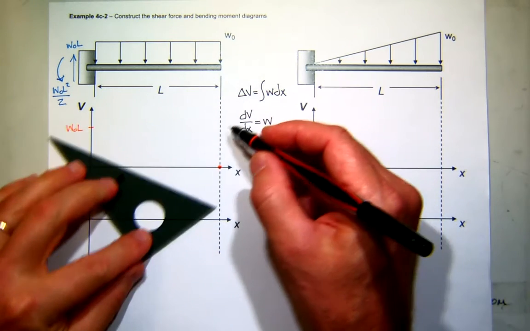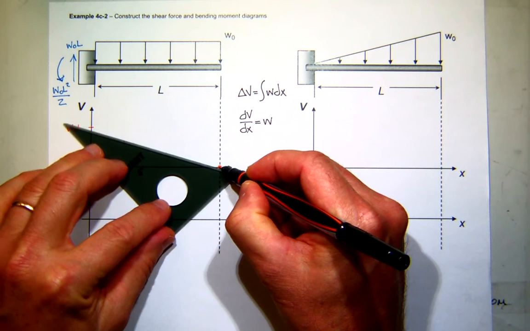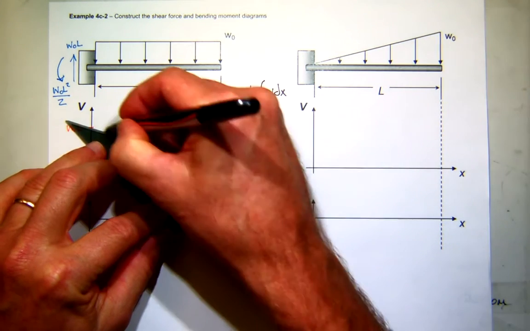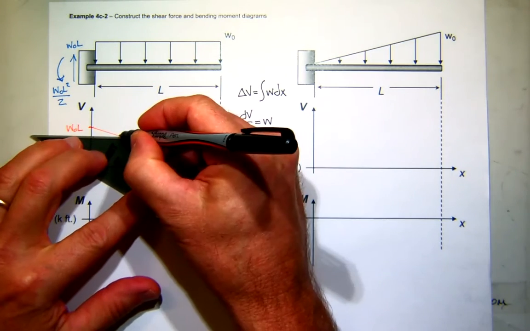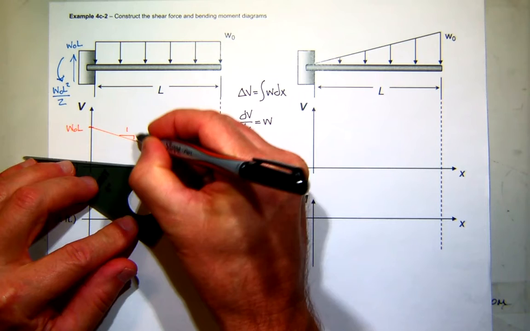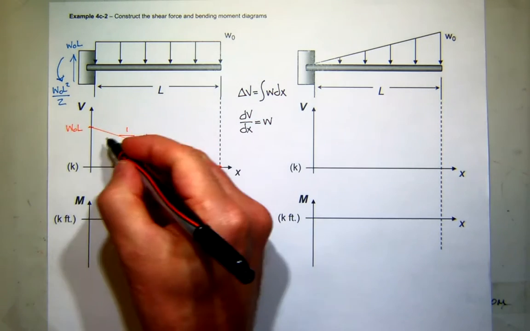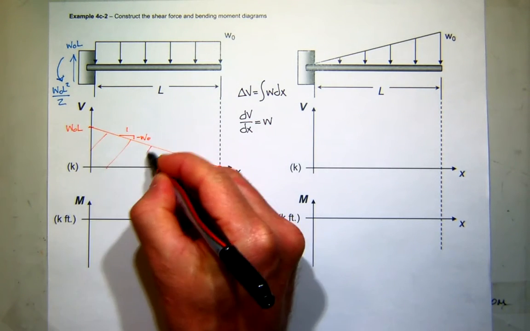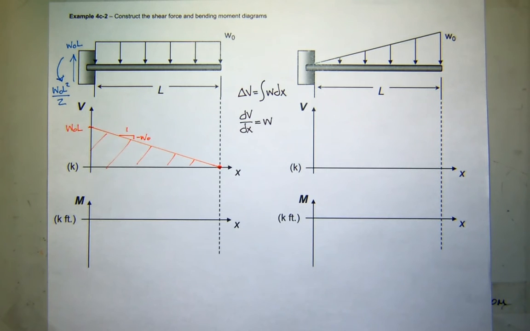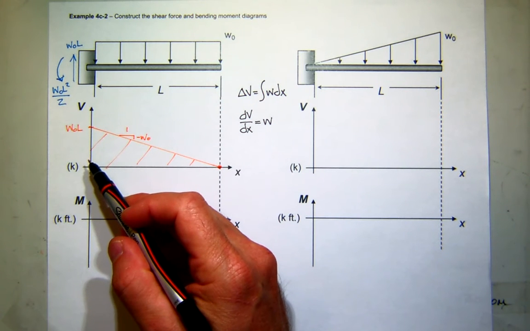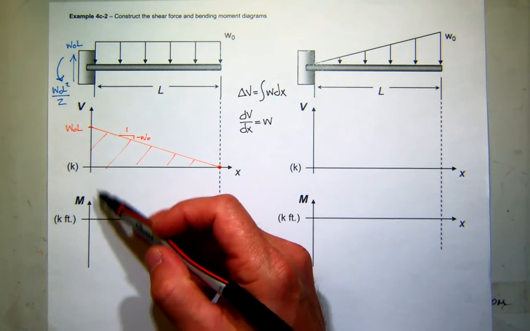A straight line? Straight line. What kind of slope? Negative slope. So if I were to measure that slope, it would be negative W naught to 1. So I have a linear distribution of the shear across the beam. Where's the maximum shear? At the fixed connection. All right, let's do the moment diagram.